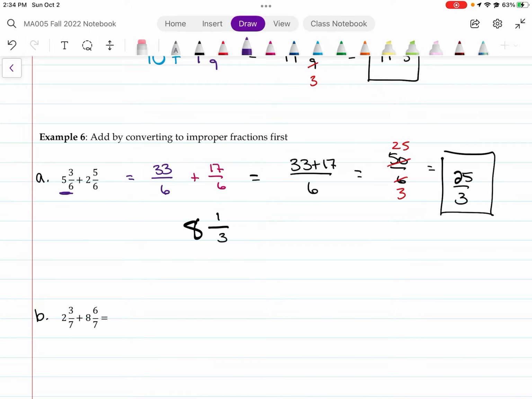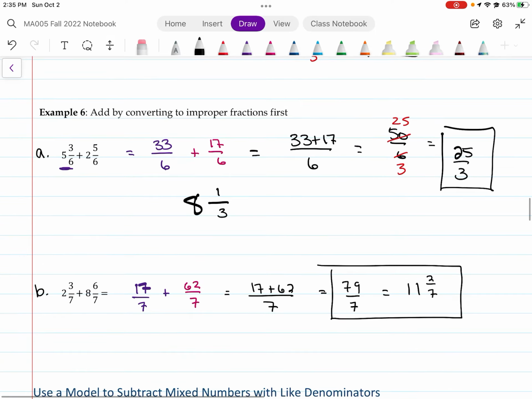Okay, you try this one without me. Okay, we've got 2 and 3/7, which 2 times 7 is 14 plus 3, 17 over 7, plus 8 and 6/7 is going to be 8 times 7 plus 6, and you're going to get 62 over 7. All right, so this should give us then 17 plus 62 over 7, which is 79 over 7. How many times does 7 go into 79? 11 times, that's 77, and there's 2 left over. Okay, so either one of those is a fine answer, depending on what you're going to do with it.